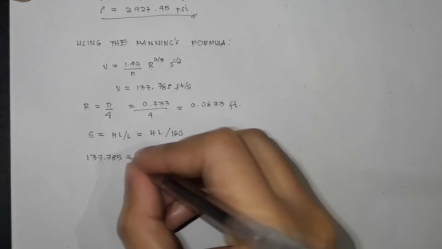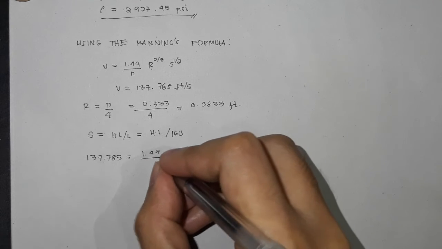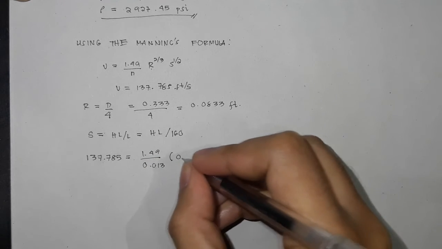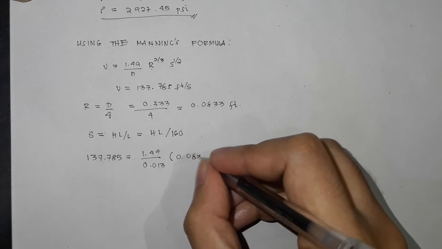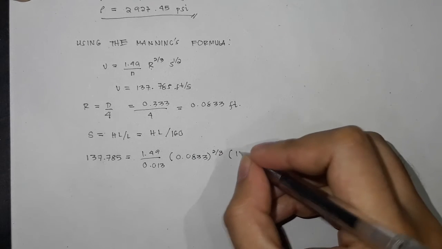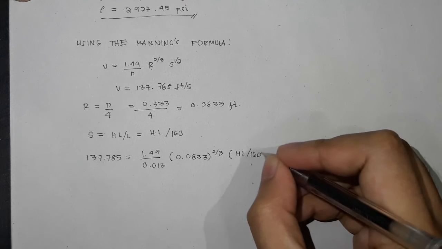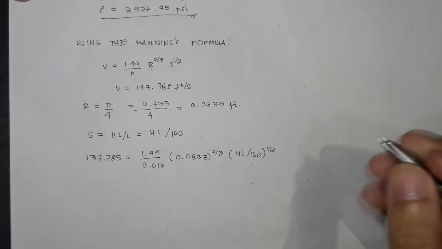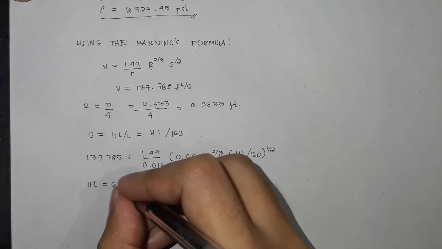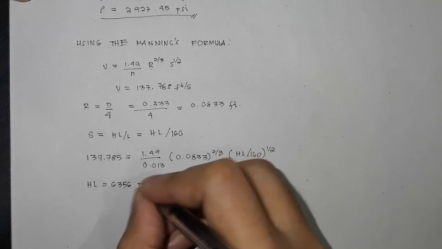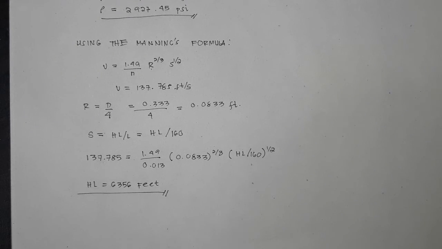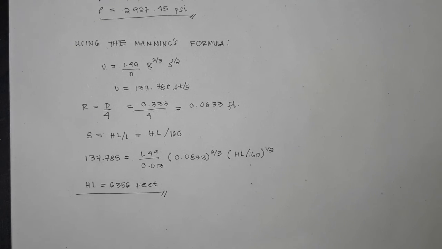This is where you would substitute the given into the formula we are using, where V is equal to 137.785 equals 1.49 over 0.013, multiplied by the hydraulic radius, which is 0.0833 raised to 2/3. S is equal to HL over 160. So we are going to use that, where HL over 160 is raised to 1/2. HL will then be 6,356 feet.